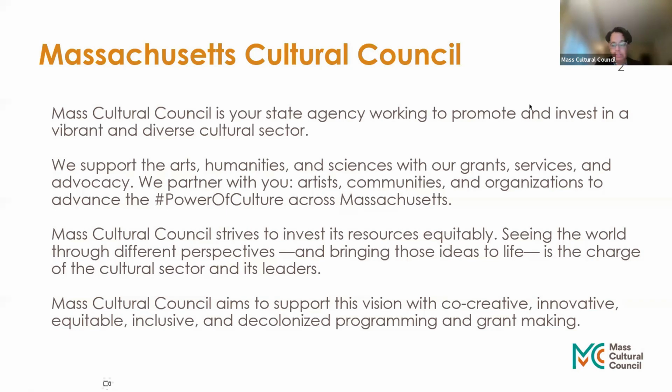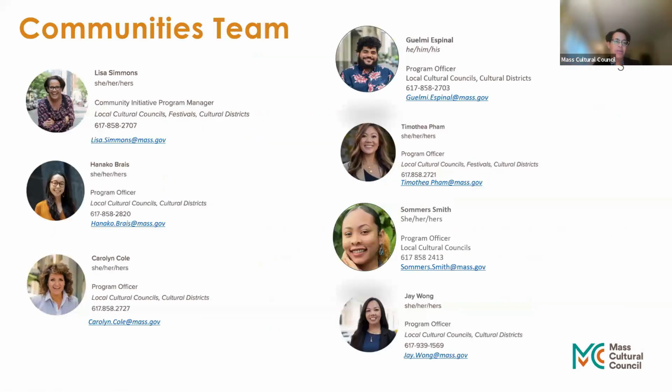This is our communities team. We are full up, with a staff of 7, and here are their lovely faces. You can find them on our website by going to massculturalcouncil.org, clicking on communities, and then finding your staff by municipality. Once you click on your municipality, you'll find out who your local cultural council program officer is. They are here to support you with any questions you have on guidelines, especially now as you're going through the review process and the approval and denial process of applications. They're here to help you do that.